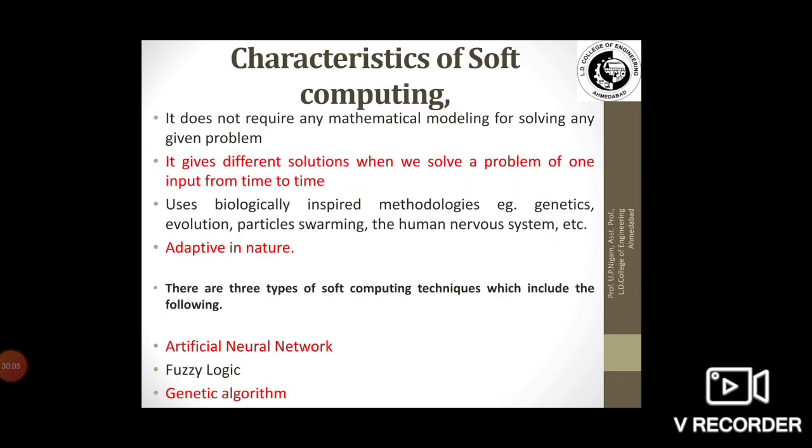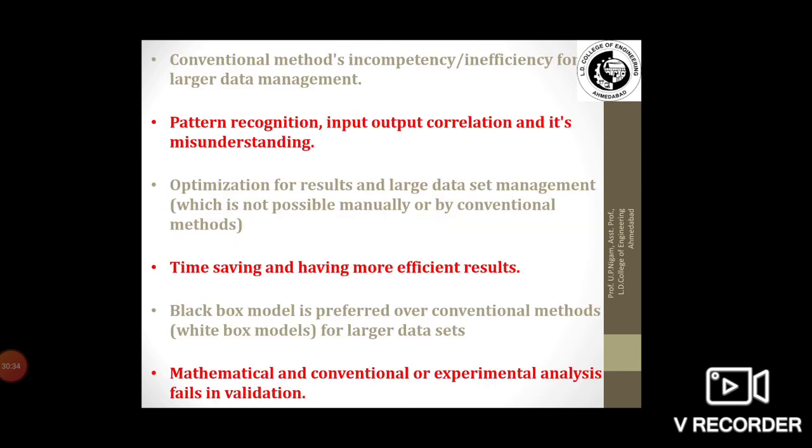Then what are the characteristics? The characteristic is that it does not require any mathematical modeling, meaning neither mathematical steps nor systematic steps are required for solving any problem. It gives different solutions when we solve a problem. All right. It uses biologically inspired methodologies such as genetic evolution, particle swarming, the human nervous system, etc. And it is adaptive in nature. That we have already discussed earlier as well. Then there are also a few things we have discussed earlier, those can be referred to as the properties or characteristics.